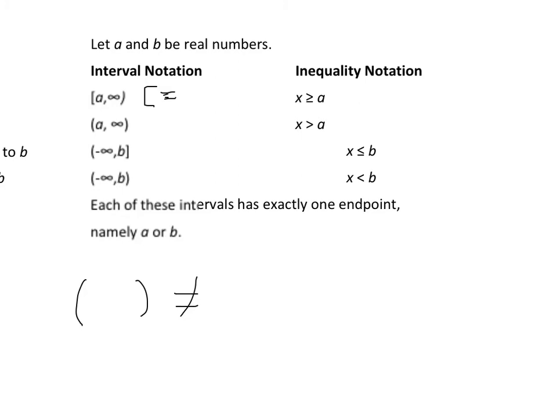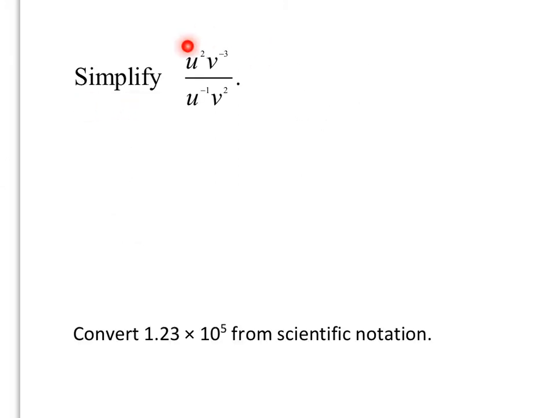Okay? Let's keep going. It says simplify. So what do you do when you're dividing? Subtract. 2 minus -1. And for v, -3 minus 2, so you would get u to the third, v to the -5th, but we've got to make that positive, so it would be u to the third, and that means move it down.